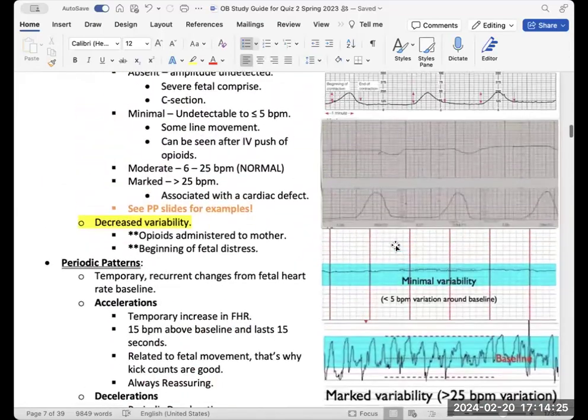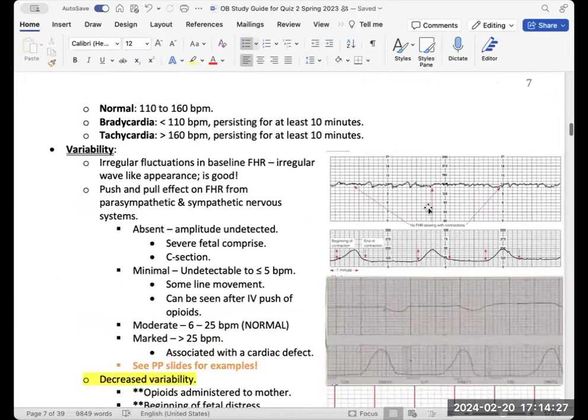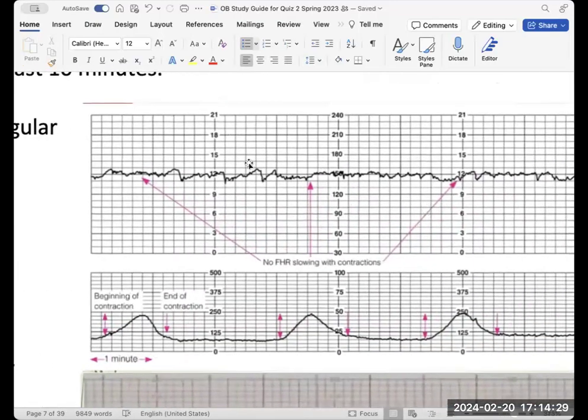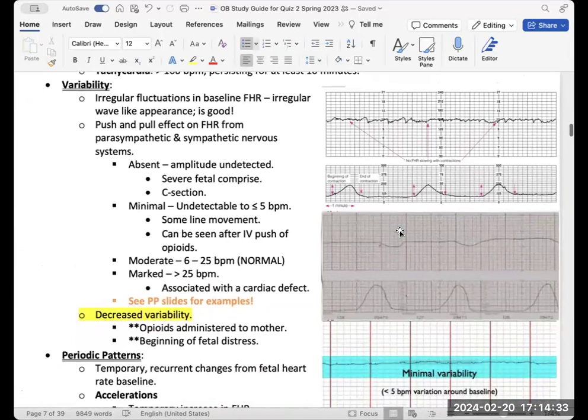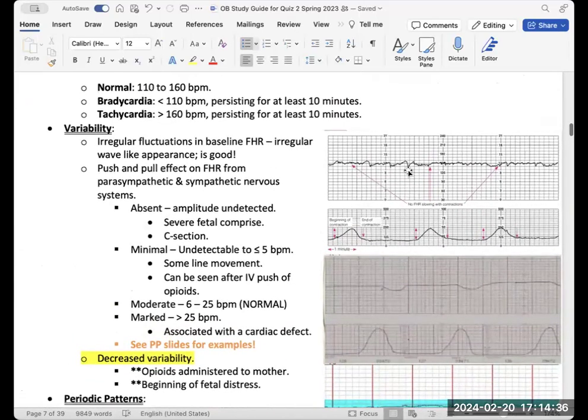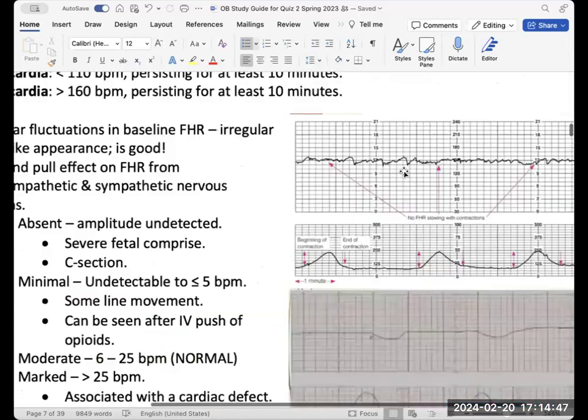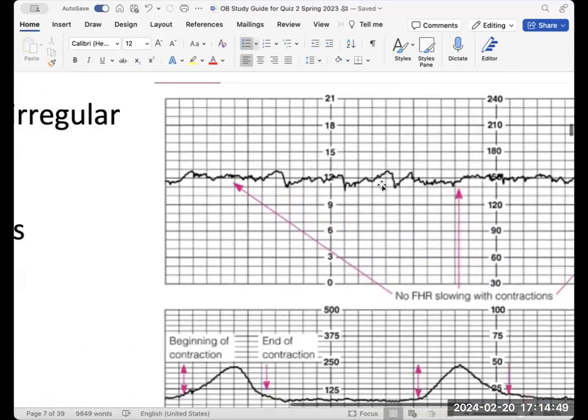Moderate, which I don't think I have a picture of here, but I think we're going to go by this one because there is a lot of variability. But moderate is 6 to 25 beats per minute, okay? So it's going to be greater than a minimum of 6 and up to 25. So let's just say the heart rate is going in between 130 and 150. That's good, right? Like you could see with this line over here, maybe the fetal heart rate's around 110 and it's going up to 130.